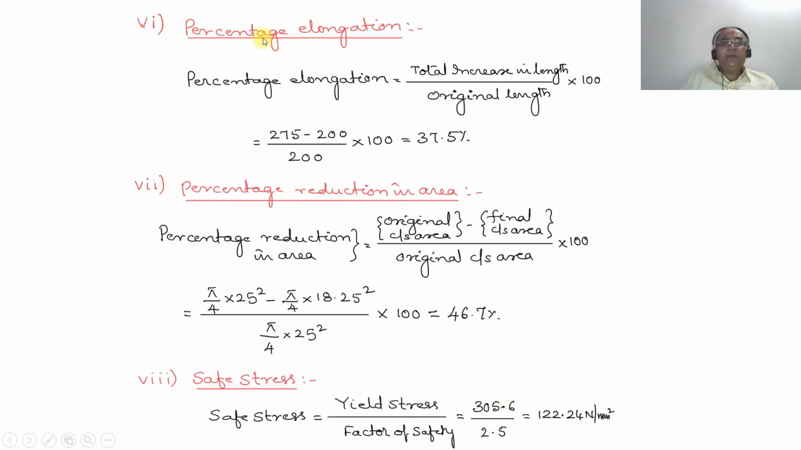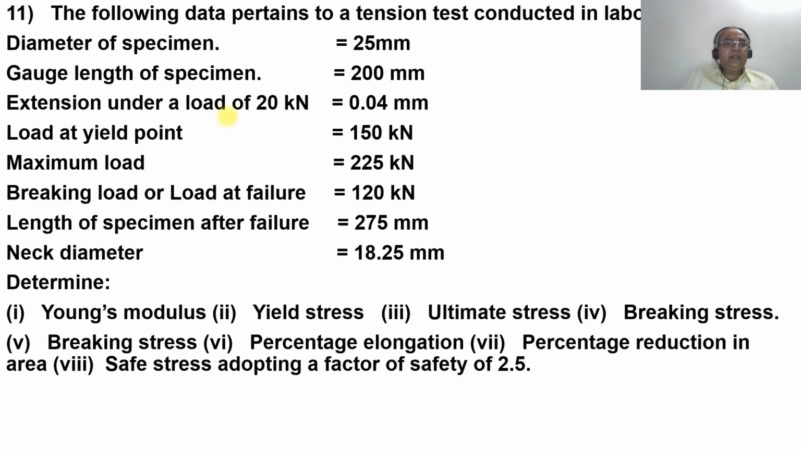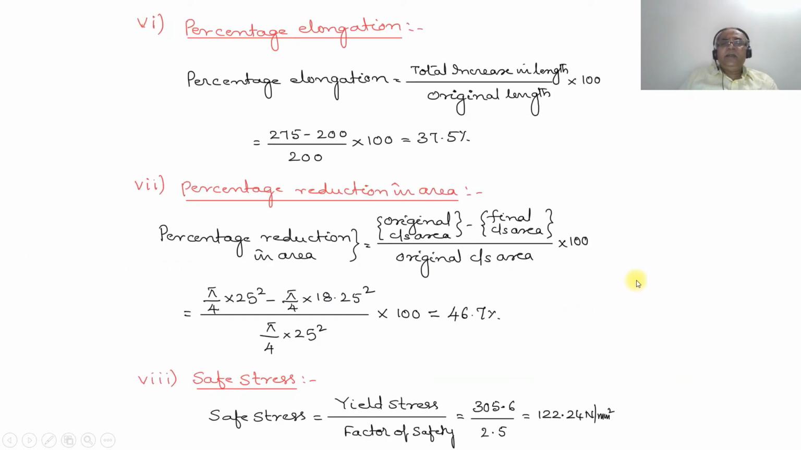Next, we have percentage elongation. Percentage elongation is equal to total increase in length divided by the original length into 100. So what is the total increase in length? Here, the length of the specimen after failure is 275, and the gauge length of the specimen is 200. Since it is a percentage, it is the total increase in length divided by the original length into 100.